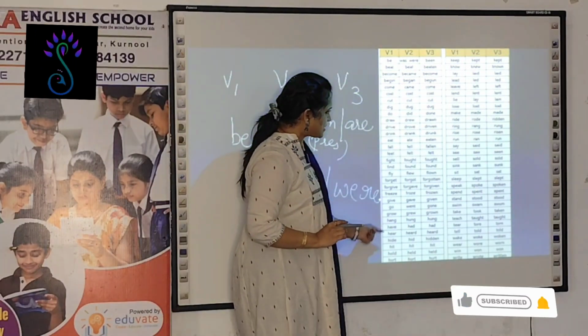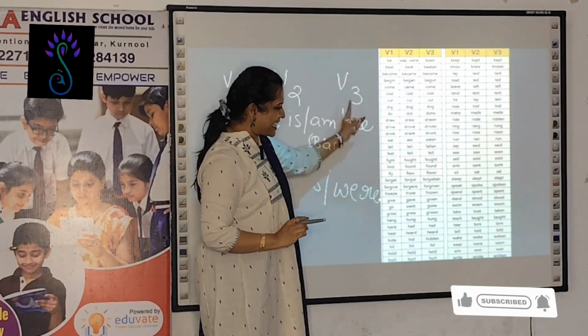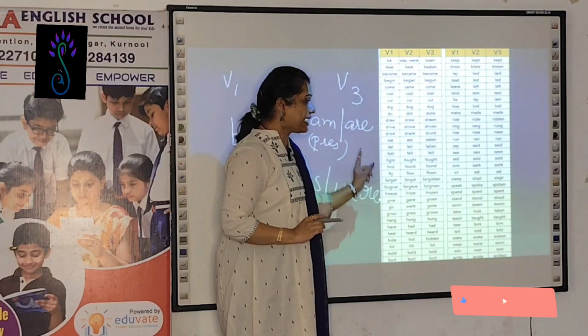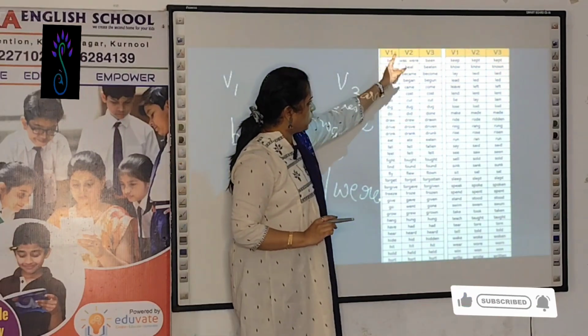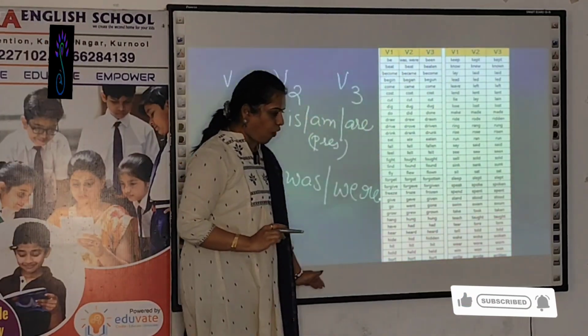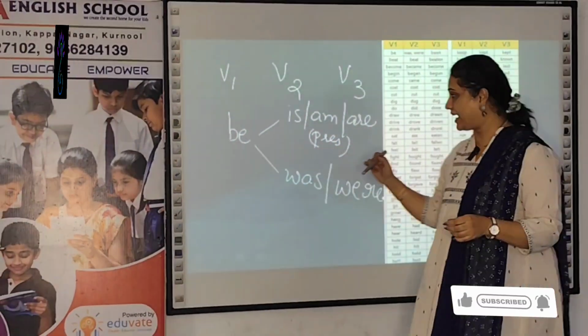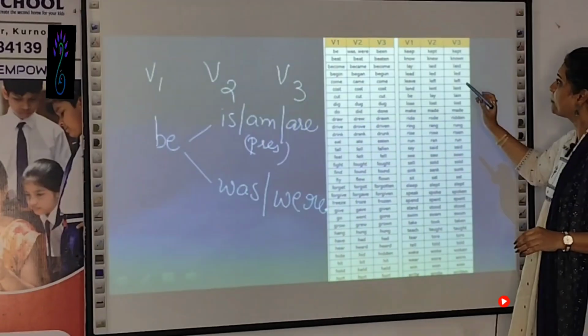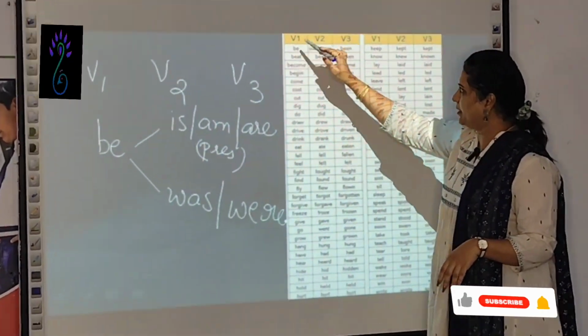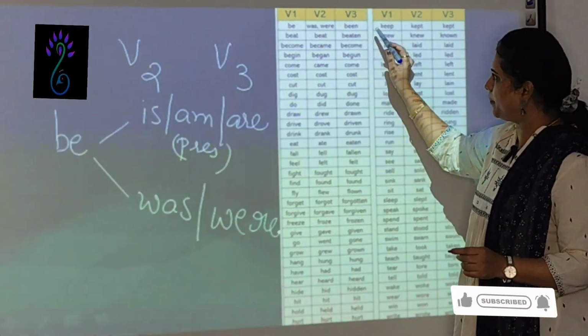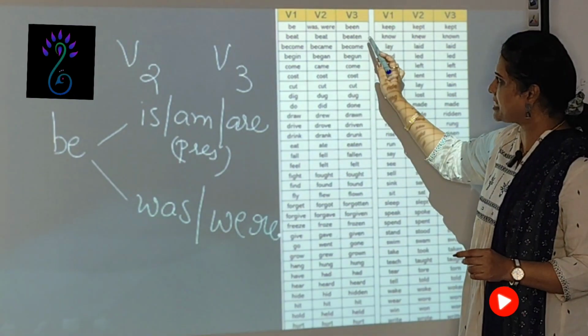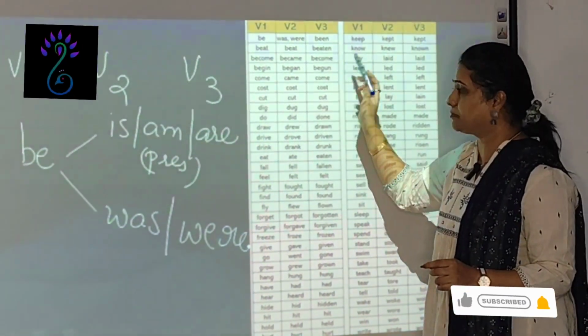If possible, I'll read this fast. These are for irregular verbs: V1, V2, V3. If you want this complete chart, please comment below so that I can share this complete chart. Okay. Be: be, was, were, been. Beat, beat, beaten. Become, became, become.